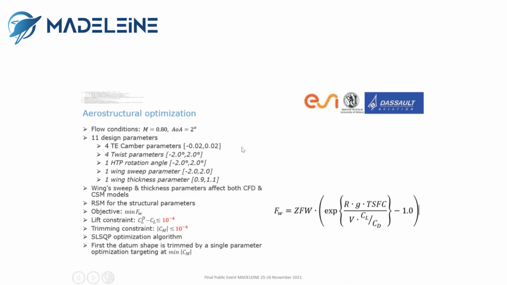And we have additional parameters: not only the 4 camber parameters, the 4 twist angle parameters, and the HTP rotation angle, but we also add the leading edge sweep parameter, the delta of sweep, in fact, additional sweep, and the relative thickness parameter of the wing.